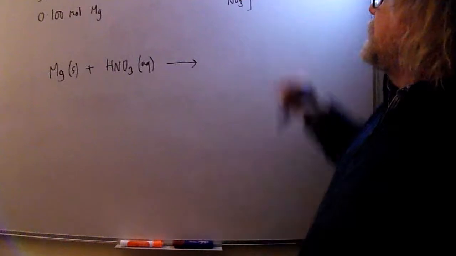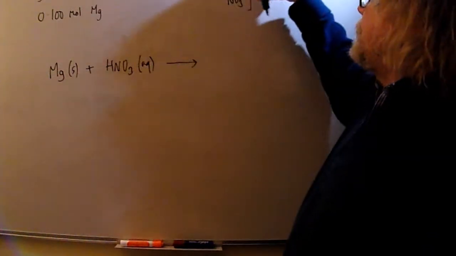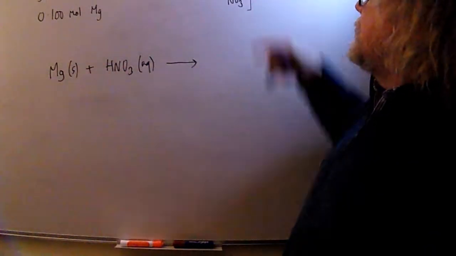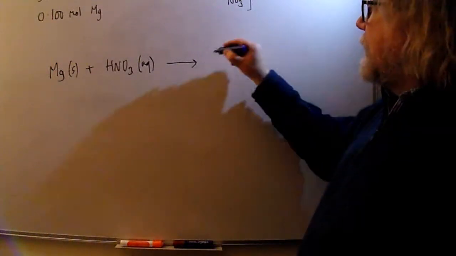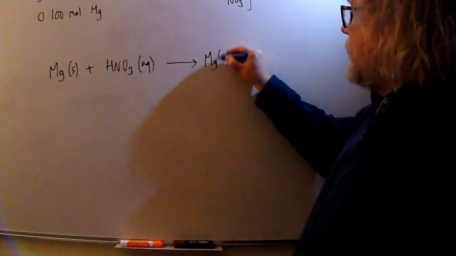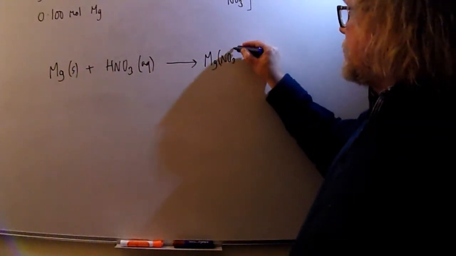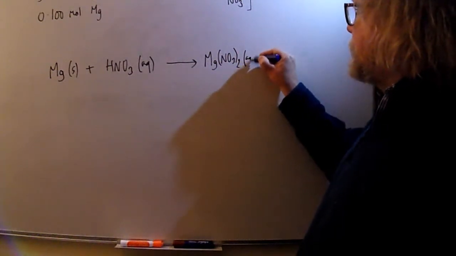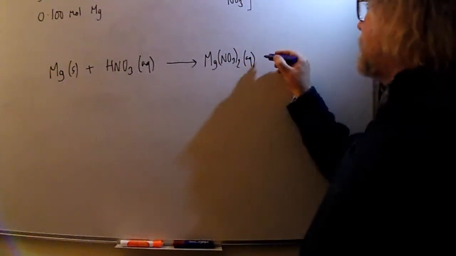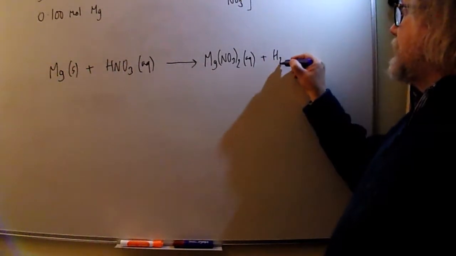And of course that means it's not just going to be MgNO3, because you need 2 nitrate ions to balance the 2+ on the magnesium. So it's Mg(NO3)2, and that will be aqueous, and hydrogen, which is a gas.